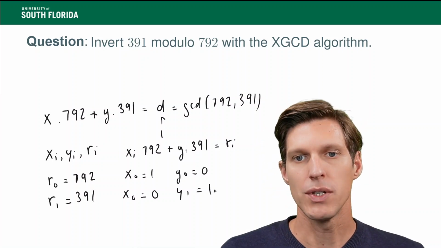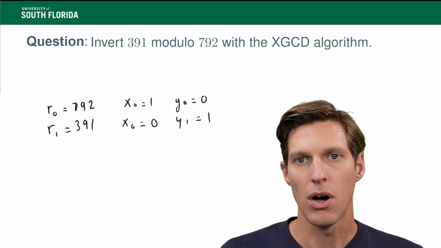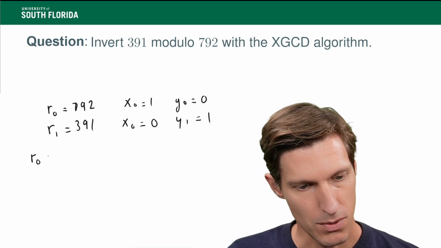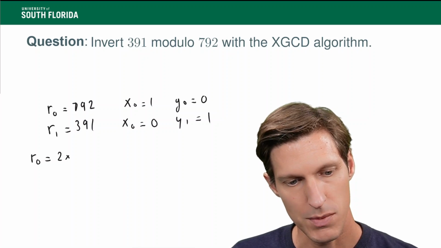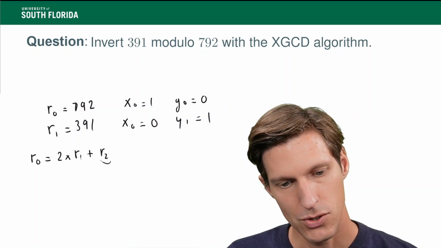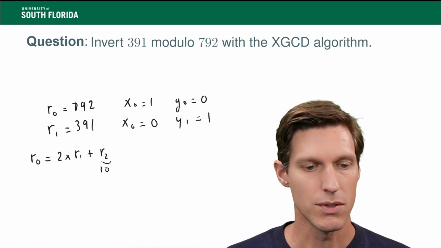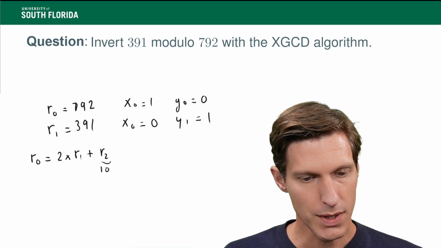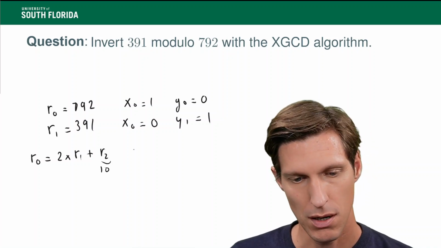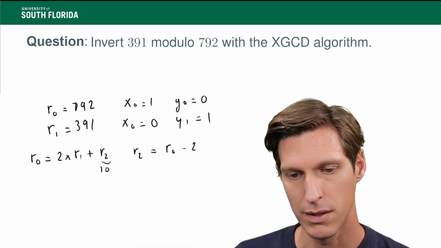Now, to get to R2, remember R2 is going to be the remainder of the division of R0 by R1. So what do we have here? We have that R0 equals, so 792 equals 2 times R1 plus 10. So here R2 is 10, because 792 minus 2 times 391 equals 10. So now to find an x2 and a y2, what we need to do is first rewrite R2 as a linear combination of R0 and R1.